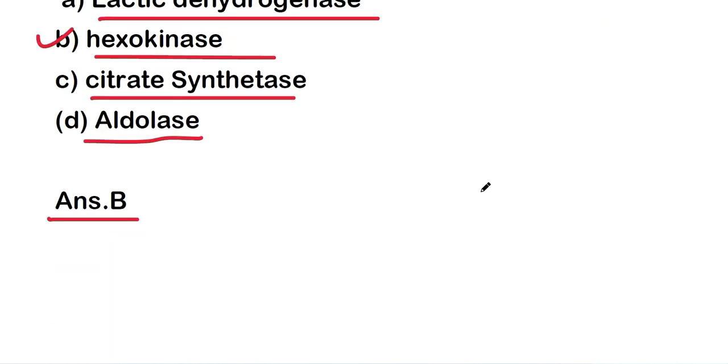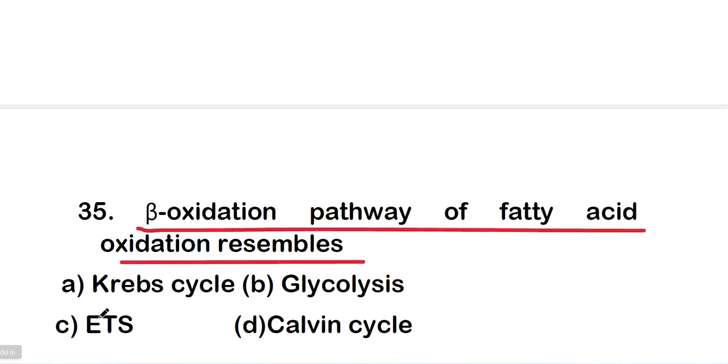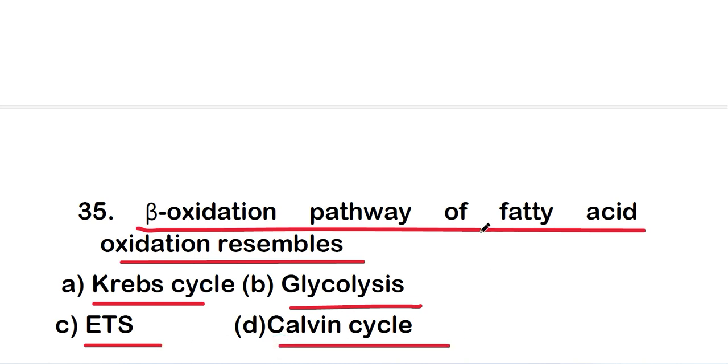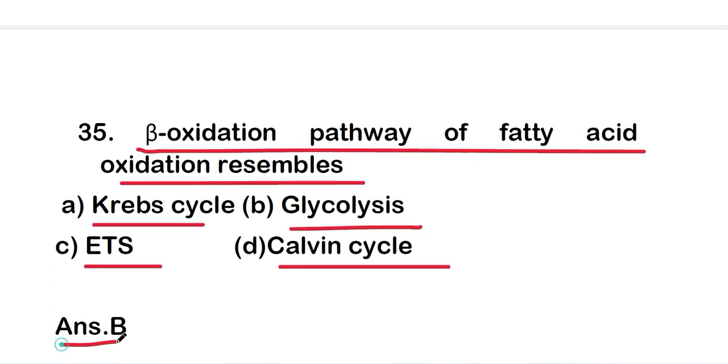Okay, so let's move on to the next question, that is question number 35. So beta oxidation pathway of fatty acid oxidation resembles option A, Krebs cycle, option B, glycolysis, option C, ETS, that is electron transport chain, or option D, that is Calvin cycle. So the right answer is option B, that is glycolysis. So beta oxidation pathway of fatty acid oxidation resembles glycolysis.